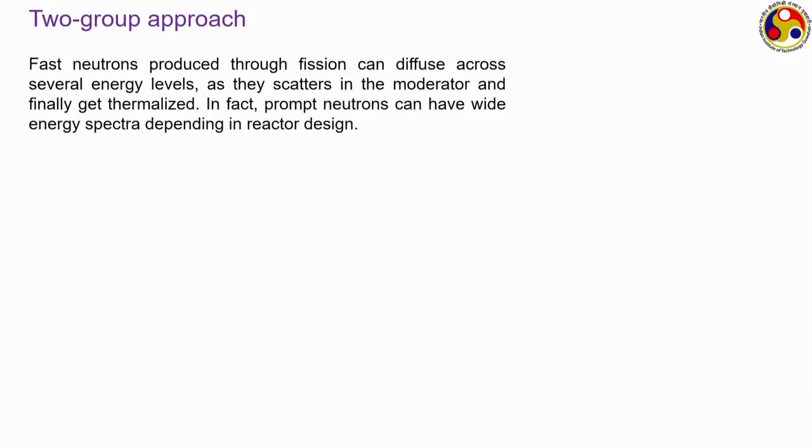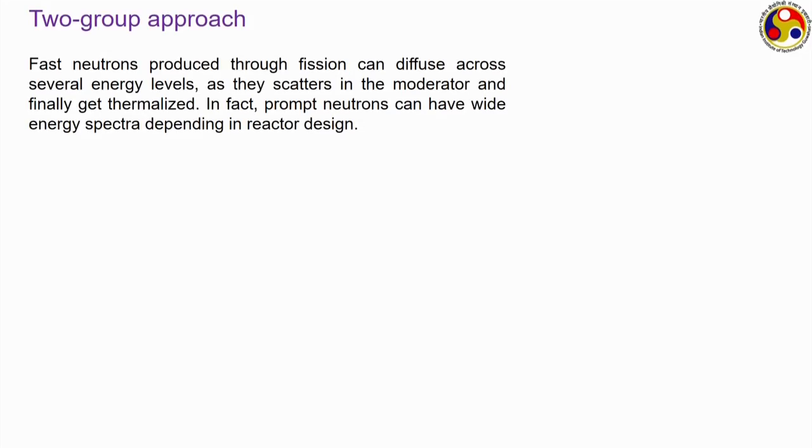And finally, we have the two group approach to talk about. So far, whatever analysis we have done, there we have considered a single group of neutrons, because we are dealing with one group diffusion equation or one group neutron diffusion equation. But in a nuclear reactor, neutrons go through different levels of energy.